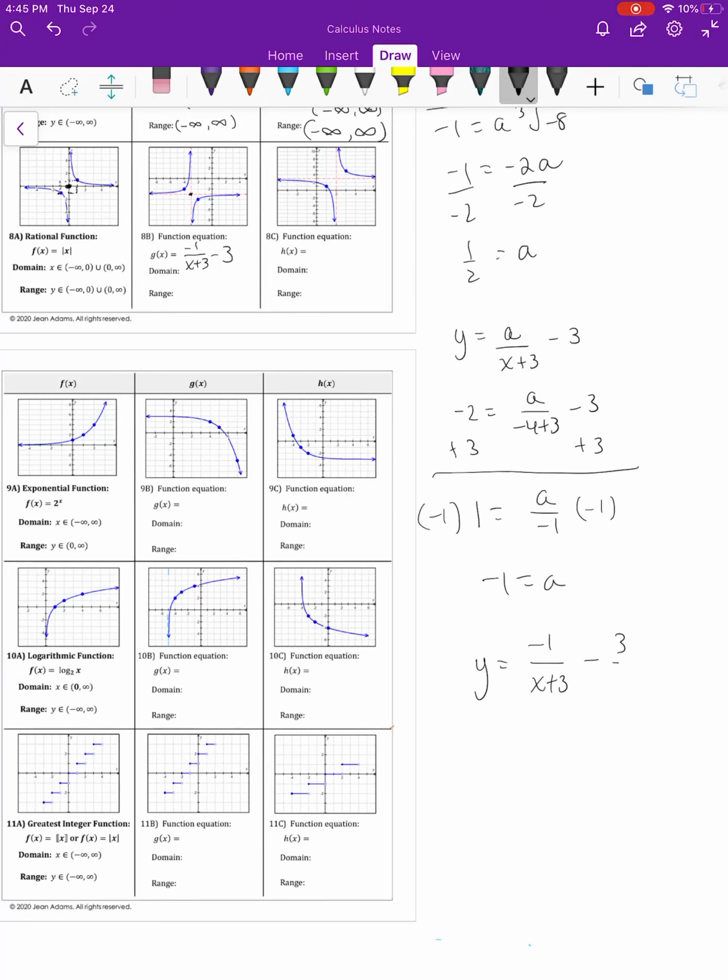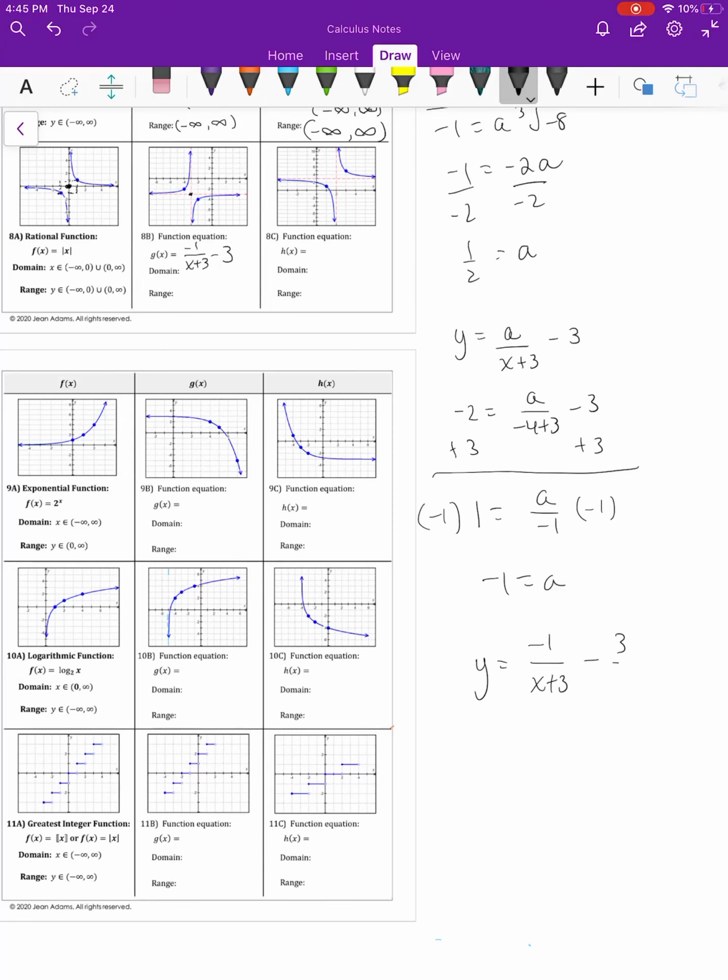So for this one, we could say g of x could be negative 3x minus 10 over x plus 3. Okay, that's another way to write it. Our domain is going to be everything except for negative 3. So negative infinity to negative 3 union negative 3 to infinity. And our range is going to be everything but negative 3. So negative infinity to negative 3 union negative 3 to infinity.